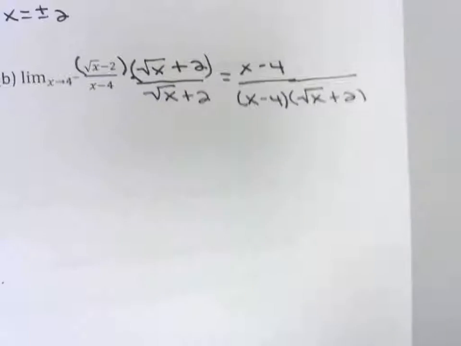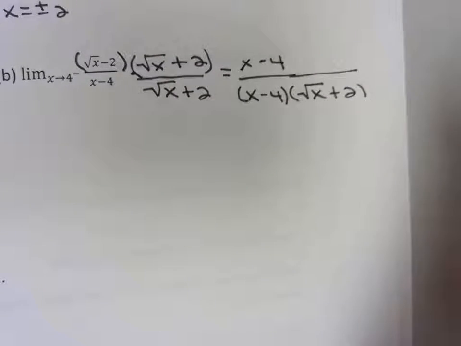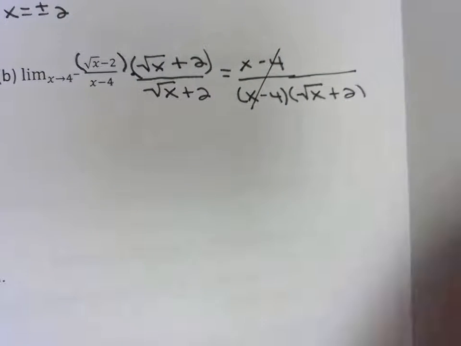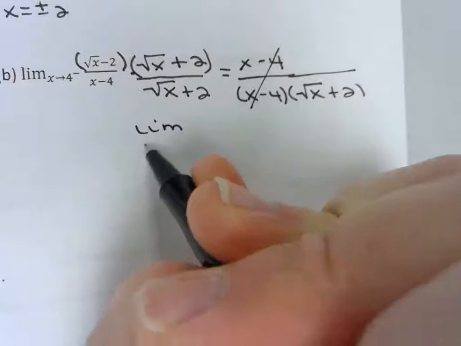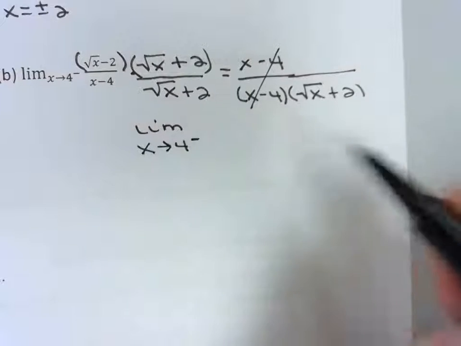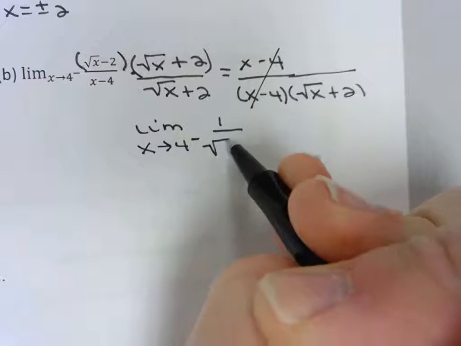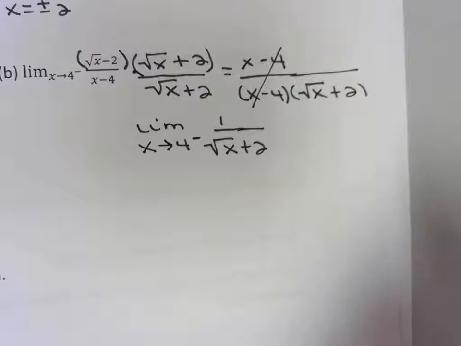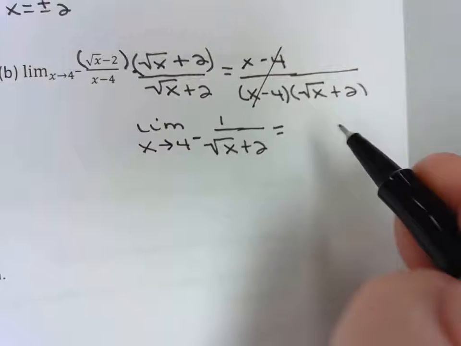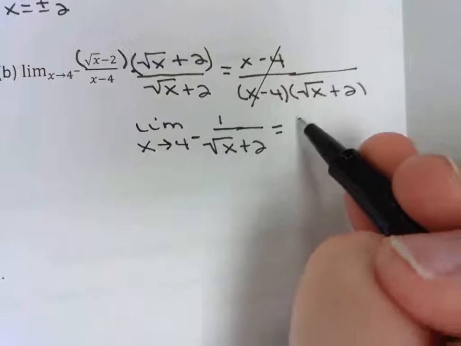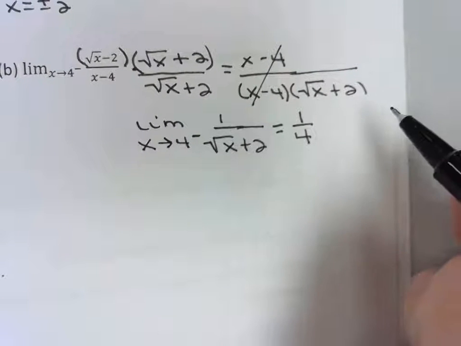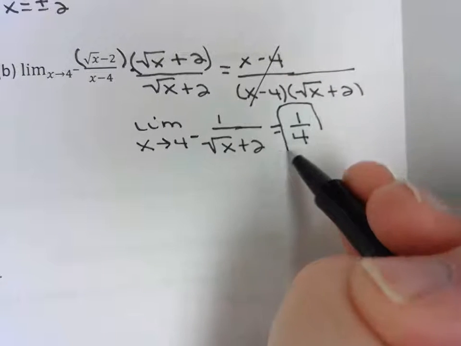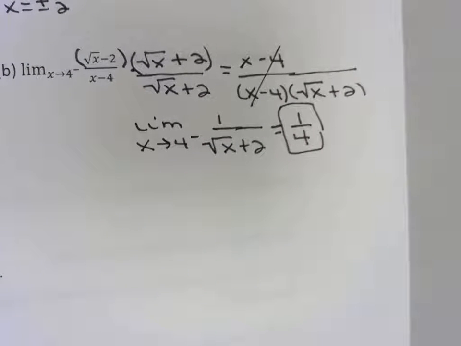Right off the bat, I notice my x minus 4's cancel. So I just have the limit as x goes to 4 from the left of 1 over square root of x plus 2. We treat it the same way when I'm plugging it in. So that is just 1 over square root of 4 plus 2. So 1 over 4. Okay. Any questions so far? Okay.